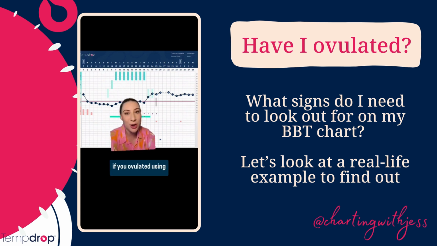The way you would determine if you ovulated using cervical mucus is we need to identify our peak day. So you can see there's a little P here on cycle day 16, and this is because peak day is identified by looking for the last day of peak type quality cervical mucus, which was day 16, followed by 3 days of lesser type quality cervical mucus.